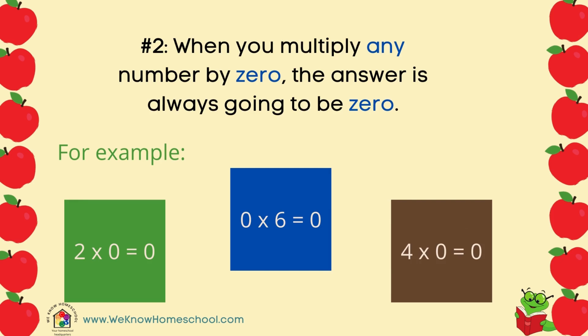Number 2, when you multiply any number by 0, the answer is always going to be 0. It doesn't matter how big or small a number could be, as long as you multiply it by 0, the answer is 0. This means that you don't have to memorize anything multiplied by 0 because you already know the answer is 0.